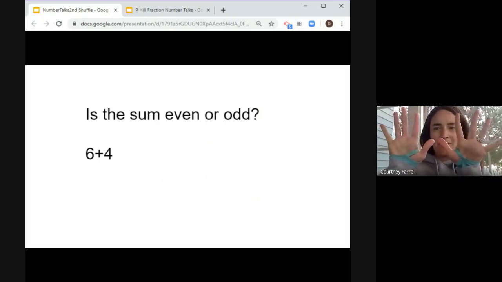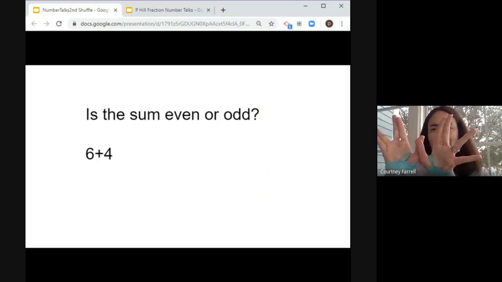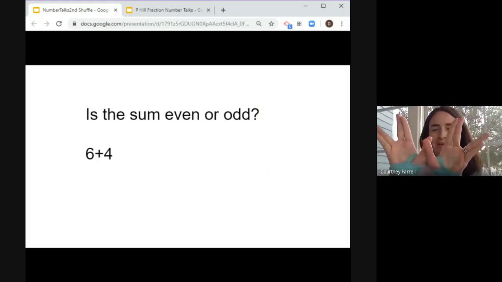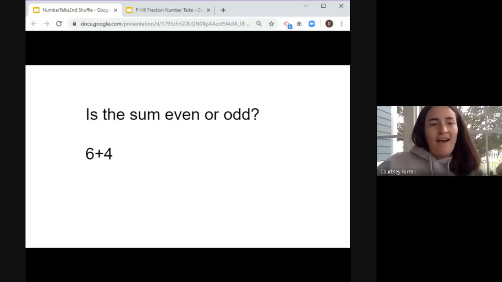When I usually think about it, I try to pair my fingers off. It's kind of a crazy finger trick, but 2 and then 2. My thumbs are paired, these 2 are paired, and these 2 are paired. So I notice that each of my fingers has a partner. And I noticed it's one of our make 10 equations. So I agree, it is even.